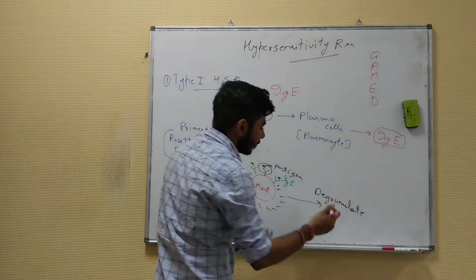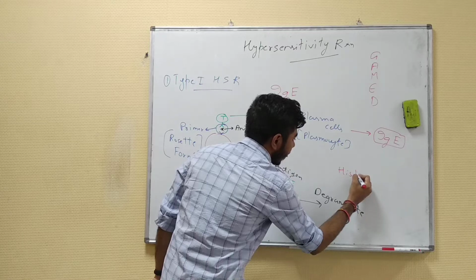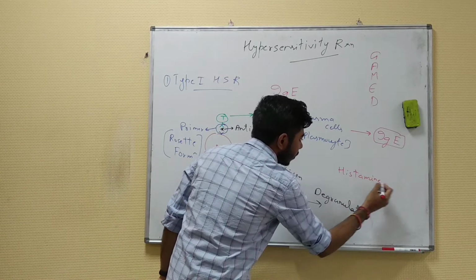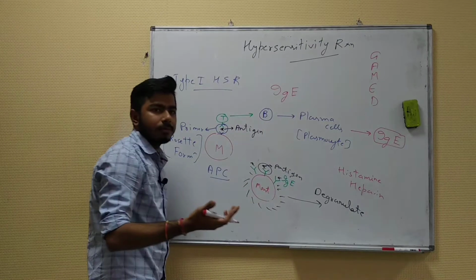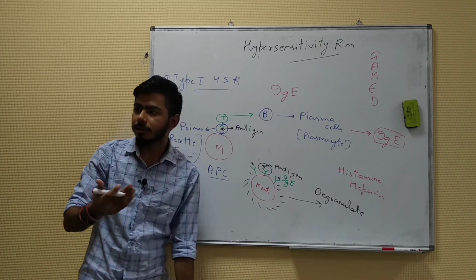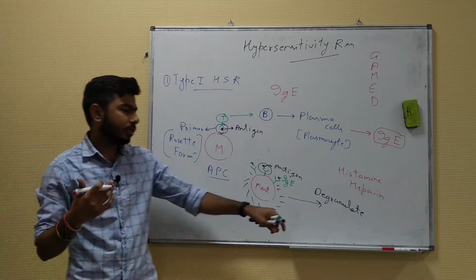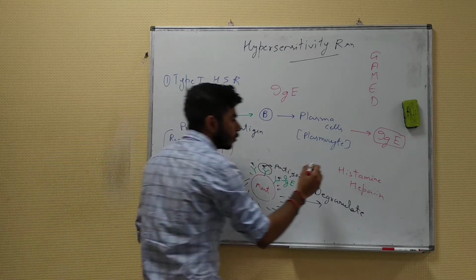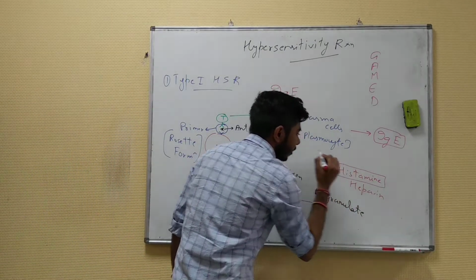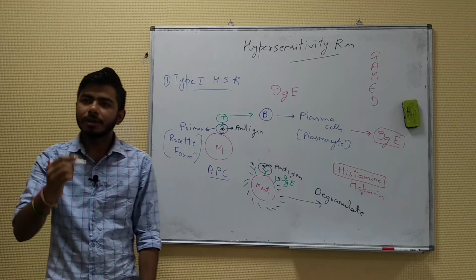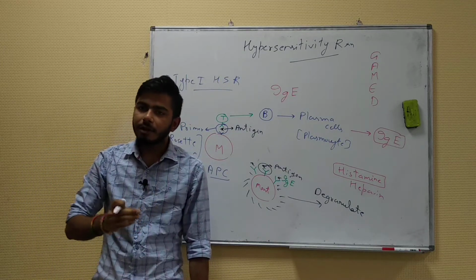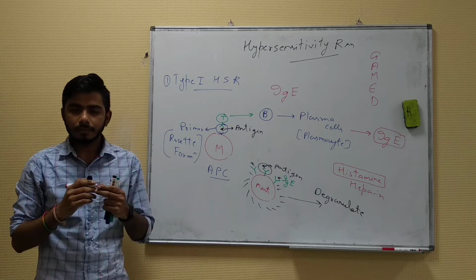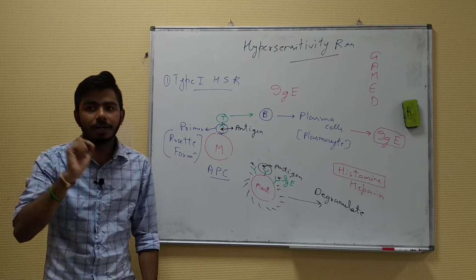These contents are histamine. Okay, histamine is the major one. Histamine can be there, heparin can be there, some kind of leukotrienes can be there, some kind of prostaglandins can be there. Okay, so these kind of products are present inside the mast cells, but the major one you should remember is histamine. So now histamine is present in the blood circulation. Now what are the functions of histamine? Histamine is a potent vasodilator.